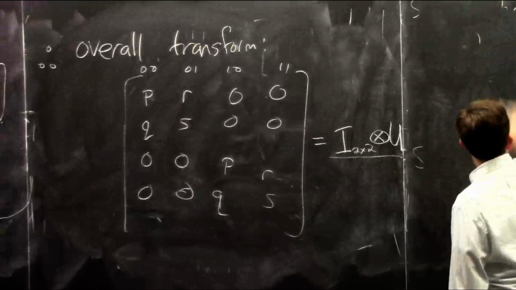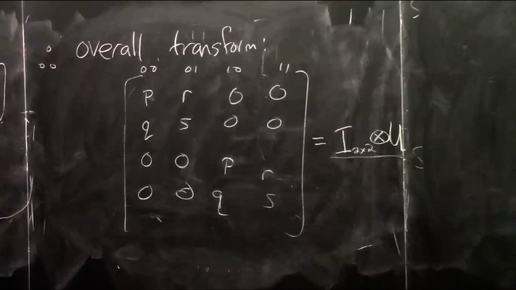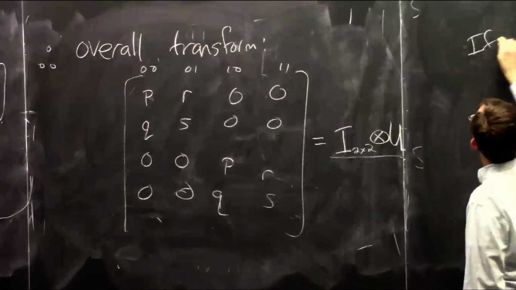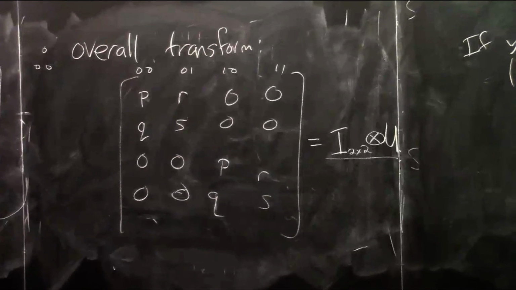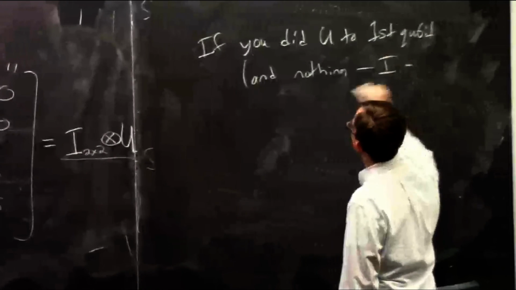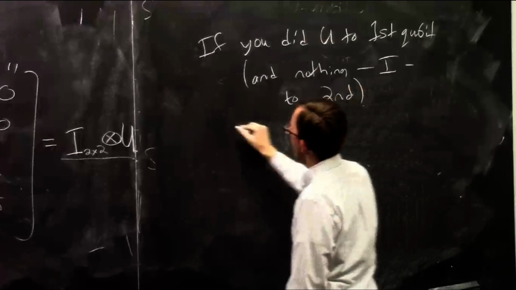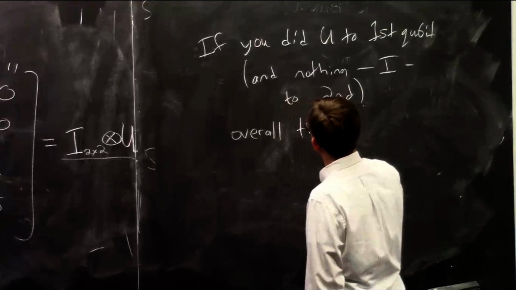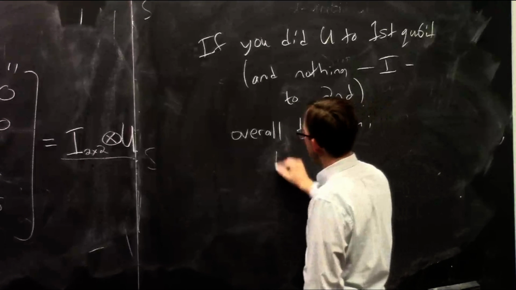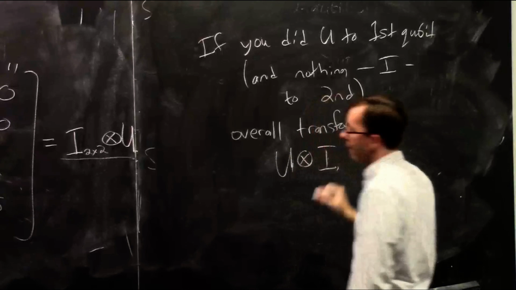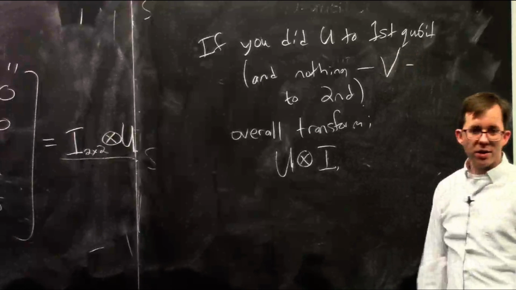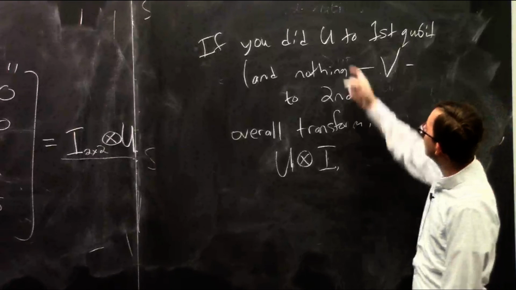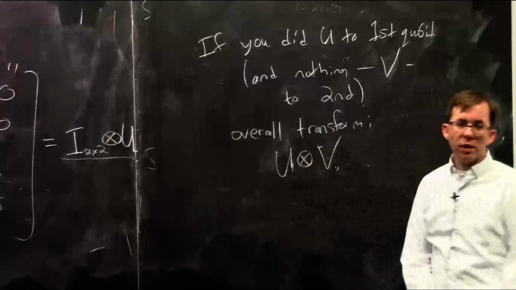Conversely, I can leave it to you to check that if you did U to the first qubit and nothing, in other words I, to the second, the overall transformation is U Kronecker product I. And if at the same time you did V to the second qubit, where V is a 2 by 2 unitary, and you did U to the first qubit, then it's U Kronecker product V.